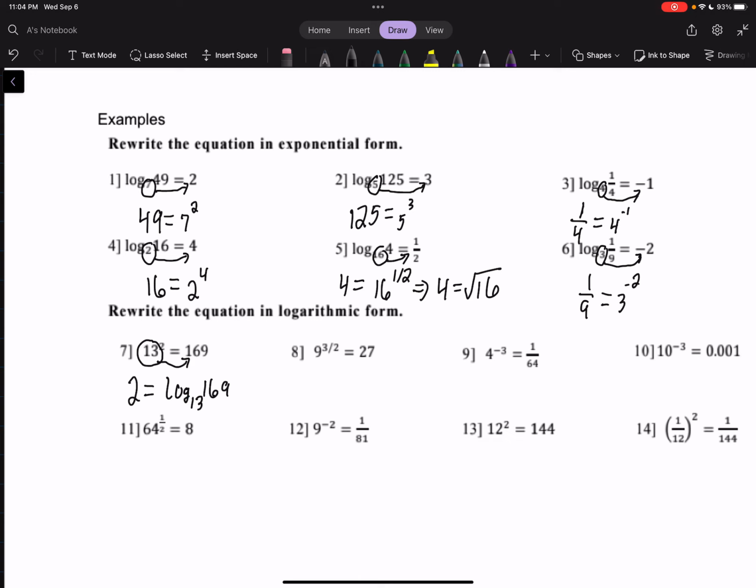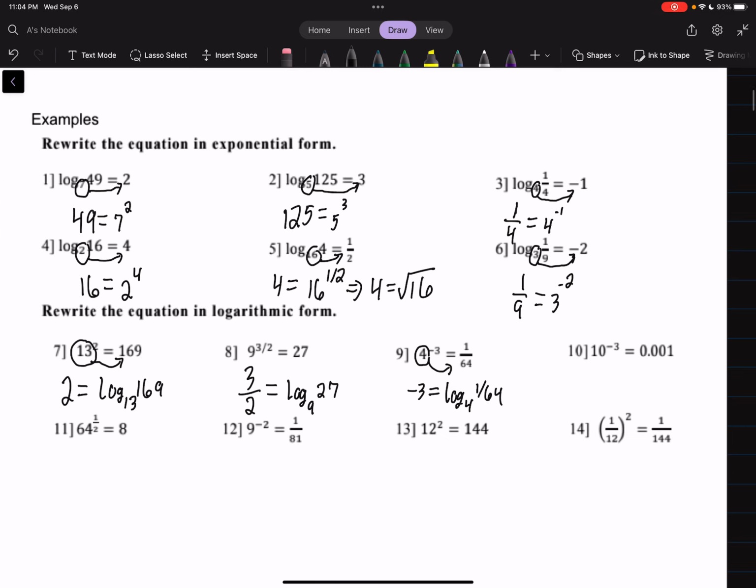Number 8. 3/2 is equal to log base 9 of 27. -3 is equal to log base 4 of 1/64. I'm going to quit drawing the circle and the arrows. I'm pretty sure you can do this by now.